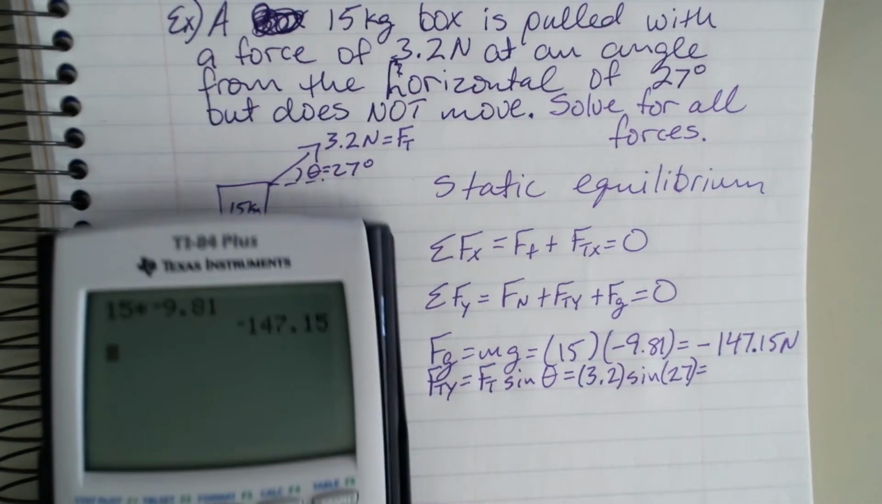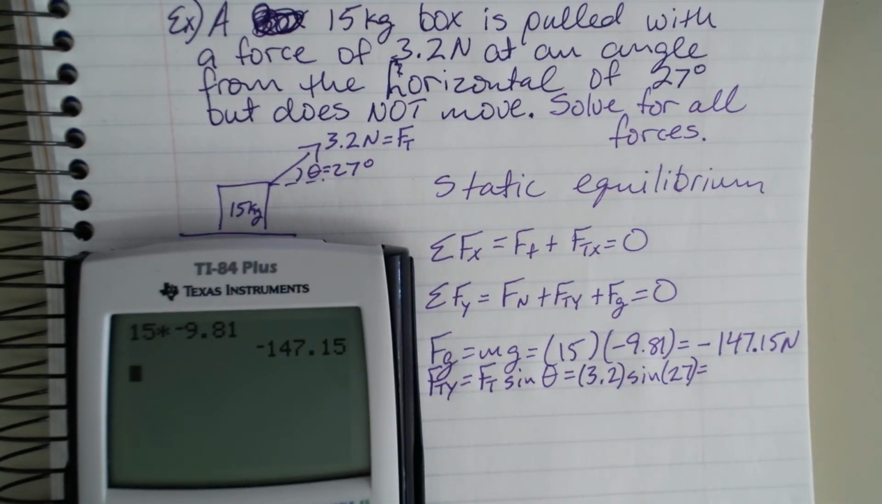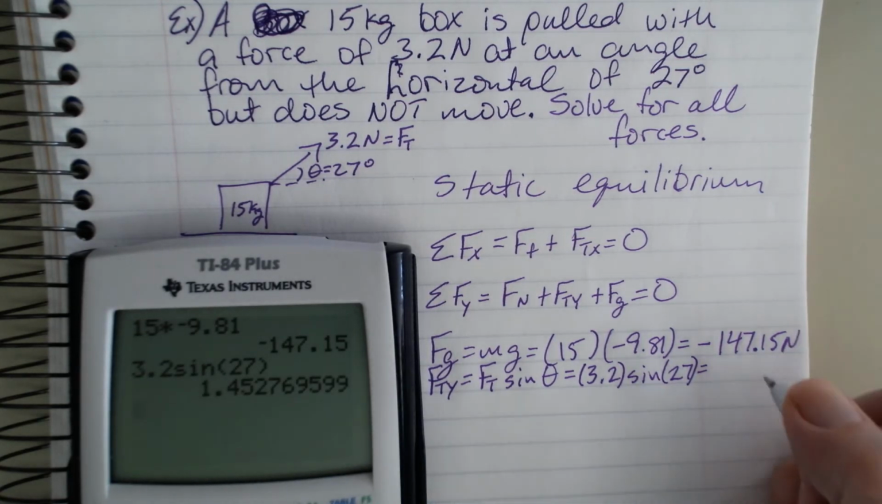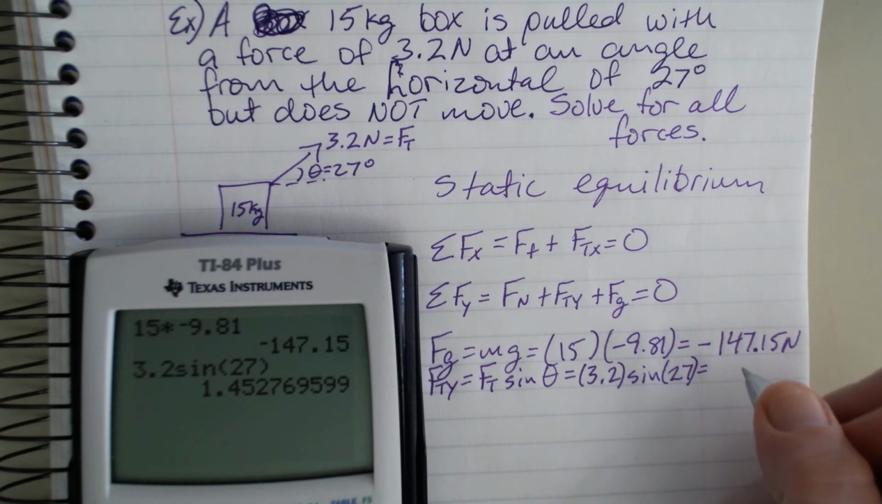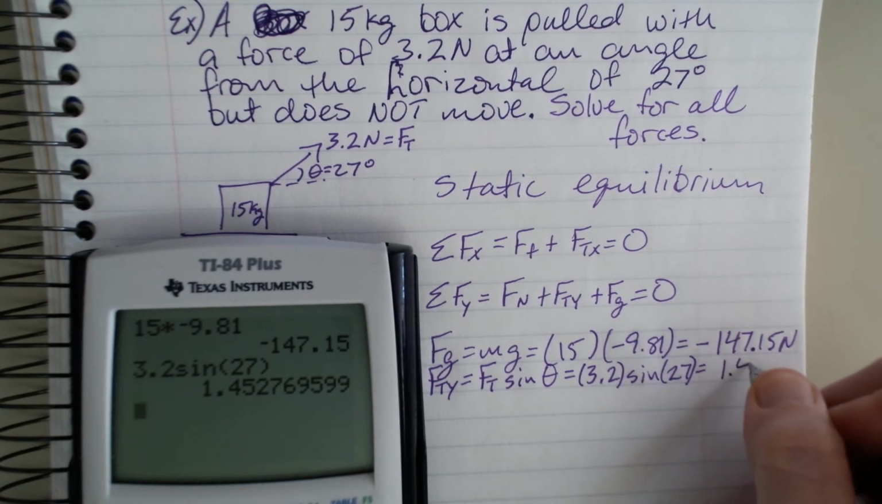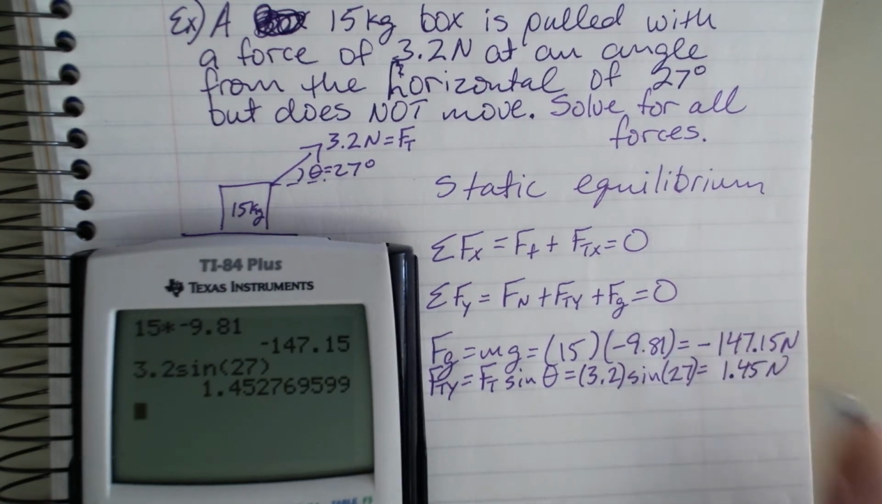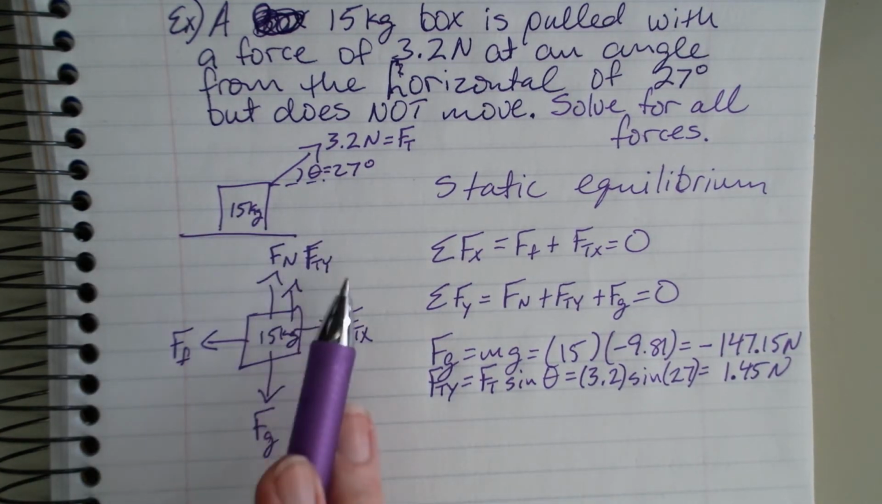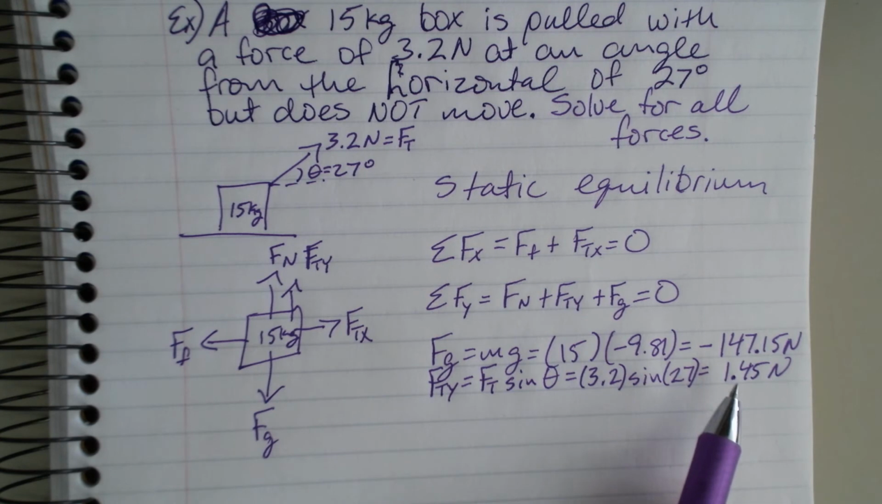So you can plug that in your calculator. Just make sure it's in degree mode. It is. Okay, good. All right, so I get 1.45 newtons. And because of the way I've drawn it, my Fty is going up, so that means my Fty will remain positive. If it were going down, it would be negative, but it's not.